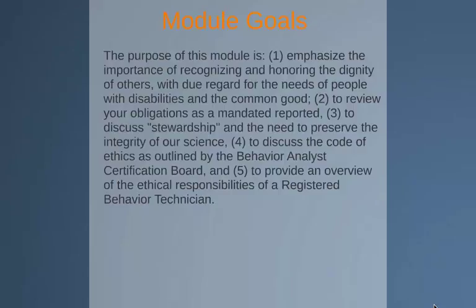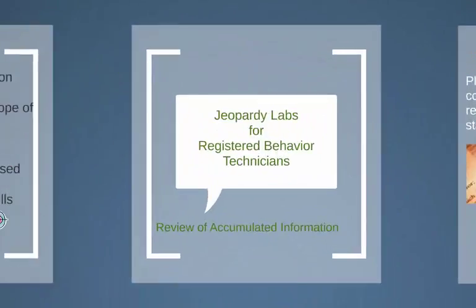I'll be providing a definition of stewardship and discussing the need to preserve the integrity of our science, which of course is behavior analysis. The fourth objective is to discuss the code of ethics as outlined by the Behavior Analyst Certification Board. This will be a continuation of that discussion, since we certainly have already covered a fair amount in the last module. And then finally, to provide an overview of the ethical responsibilities of a registered behavior technician. Those are our 5 goals for the current module.